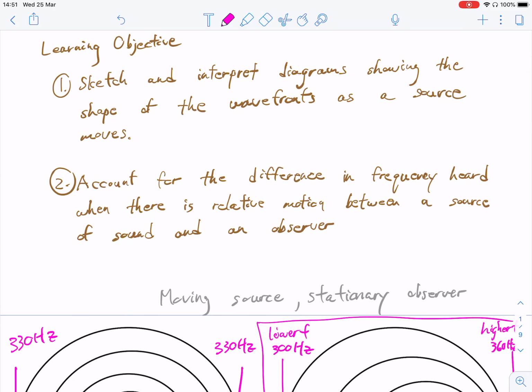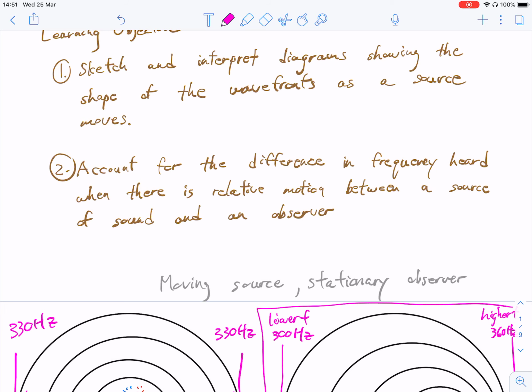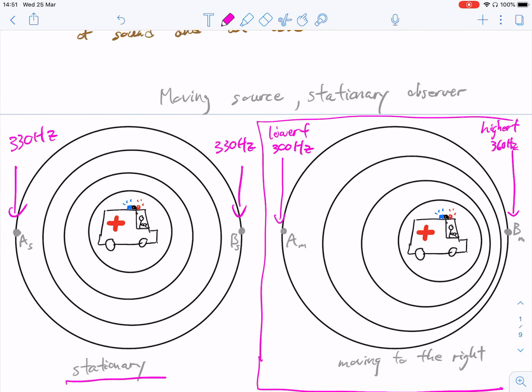Okay, so that covers both of our learning objectives, that you're able to interpret wavefronts for somebody who's observing a source moving towards them, that's B. So those wavelengths will get shorter as the frequency increases. And then conversely, on the other side, the wavelengths will increase as the frequency decreases.